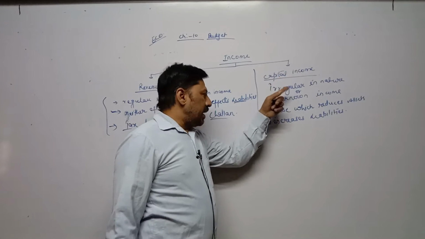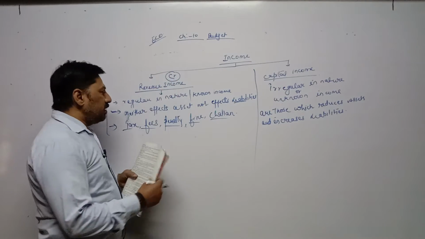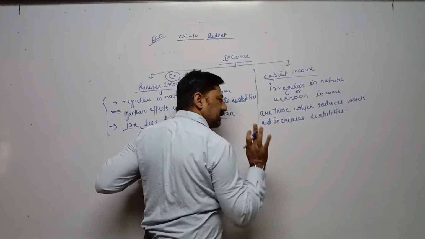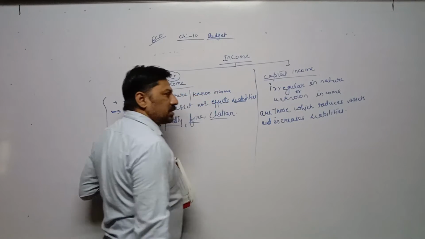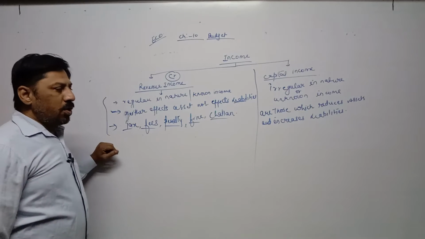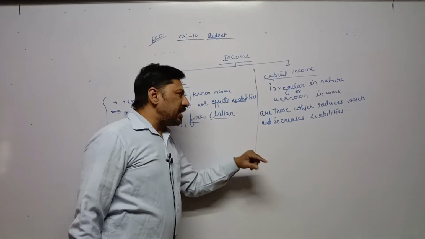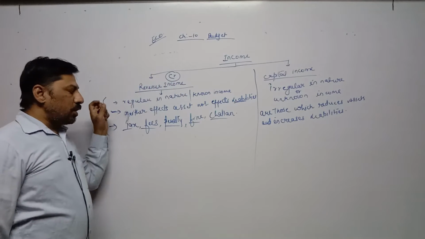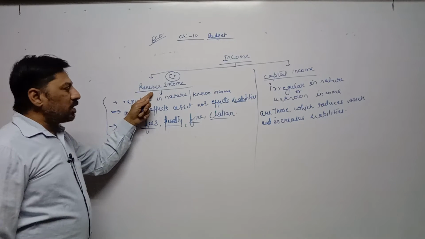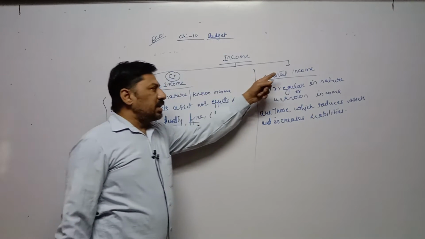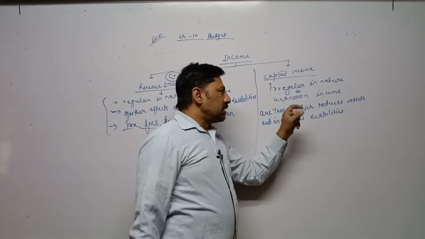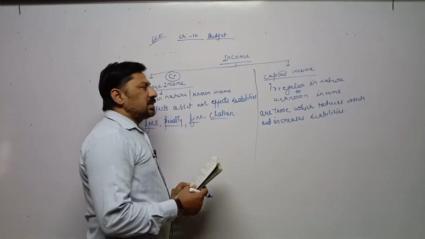Once again, the opposite of capital income is revenue income. Revenue incomes are those incomes which neither reduce assets nor increase liabilities. In simple language, any income which does not have any impact on assets and liabilities is called revenue income. On the other side, capital income, which reduces assets and increases liabilities, is considered as capital income.